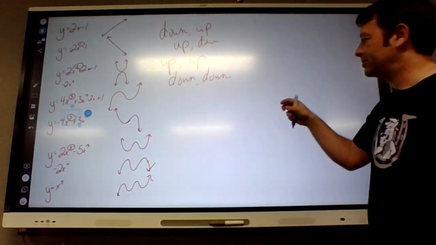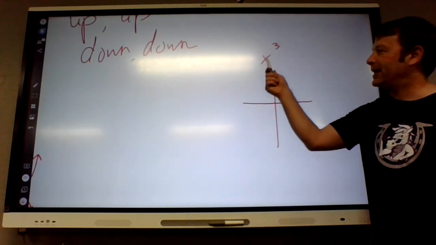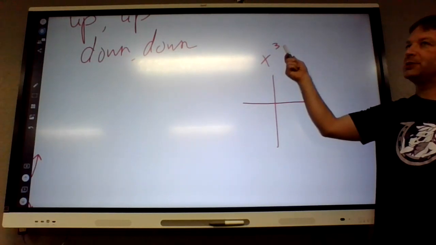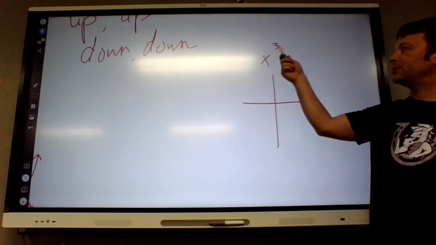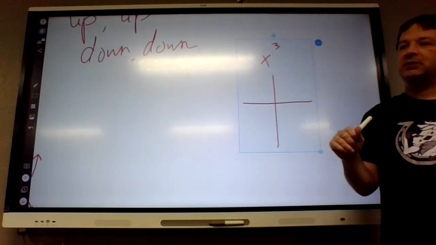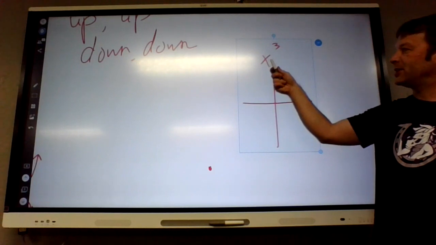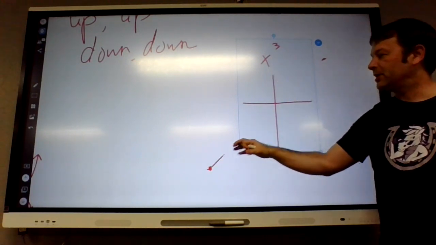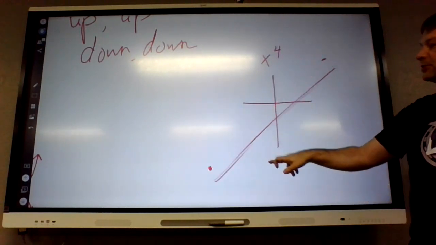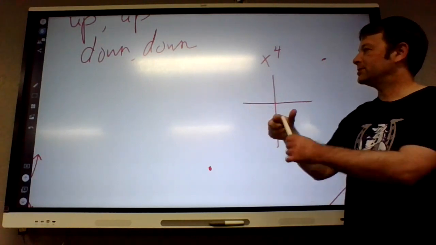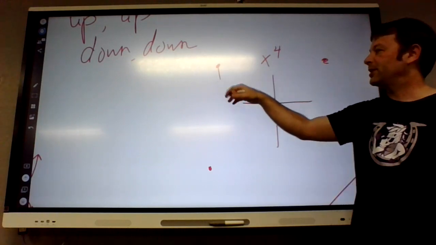The reason why it works, I don't know, maybe you don't necessarily need to know this, but if we plug a large negative value in for x to a cubic function, what's it going to spit out? Negative. So if you plug in a large negative, it spits out a negative. If you plug in a large positive, what's it spit out? Positive. So they move down to up. But if it's like fourth power and you plug in a large negative, what's it going to spit out? Positive. And if you plug in a large positive, what's it going to spit out? Positive. So that's why they move up to down.